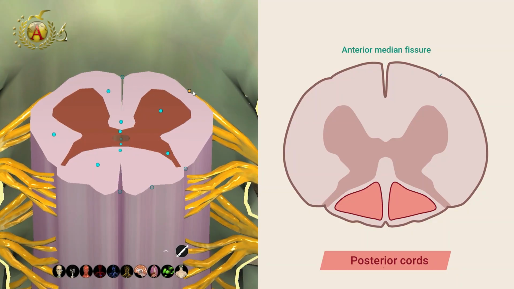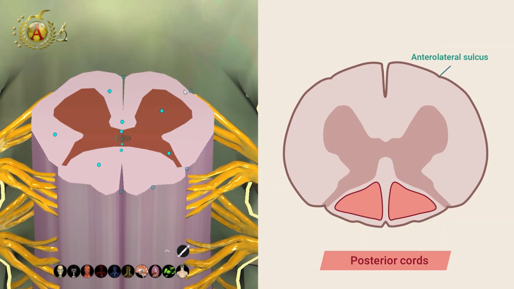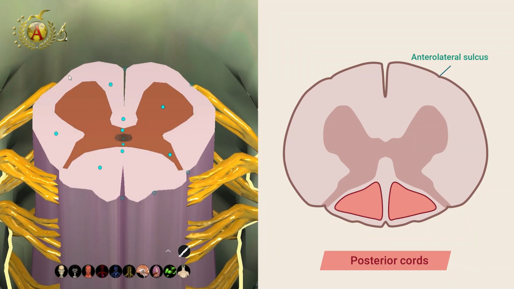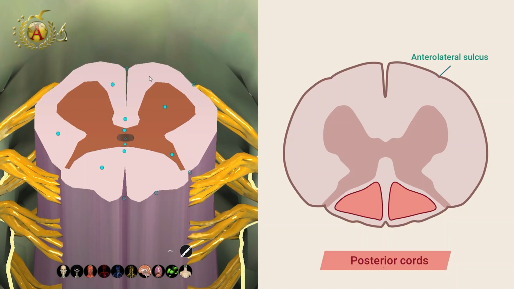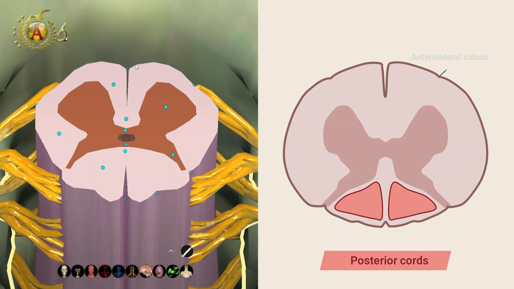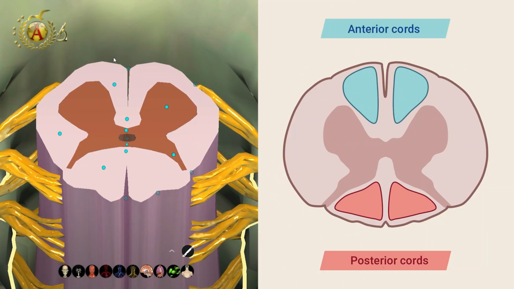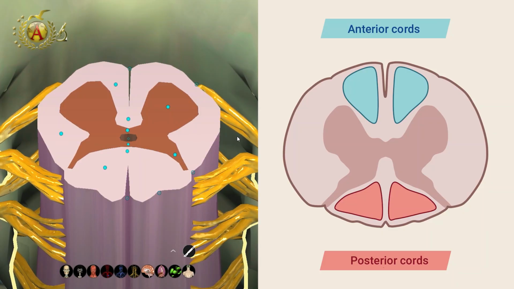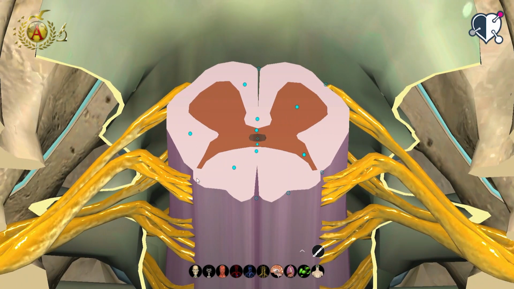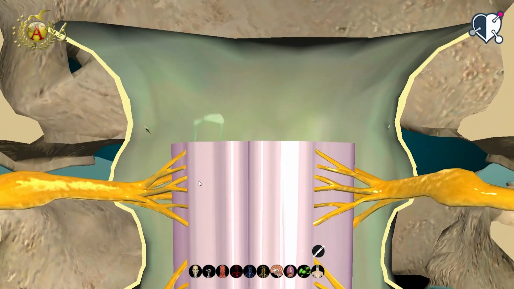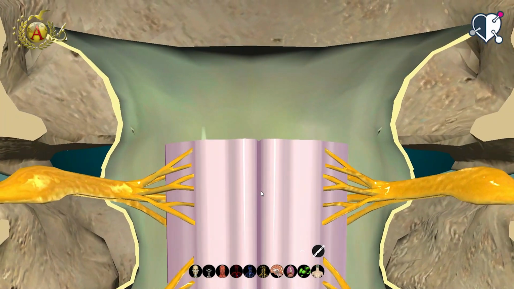Similarly to the posterior side, about 3 mm from the median fissure, we find the anterolateral sulcus, marking the exit point for the anterior roots of the spinal nerves. Between the anterior median fissure and the anterolateral sulcus lies a section of white matter known as the anterior cord. Between the anterolateral and the posterolateral sulci is another section of white matter referred to as the lateral cord.